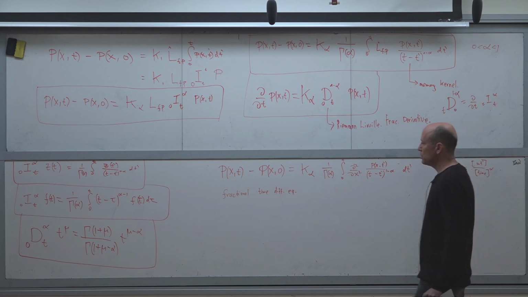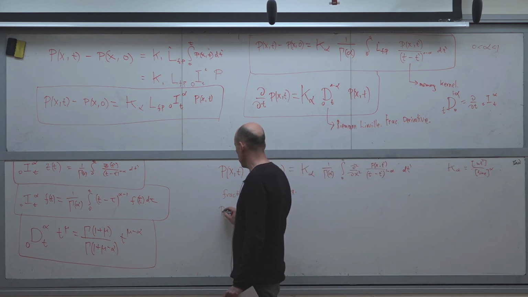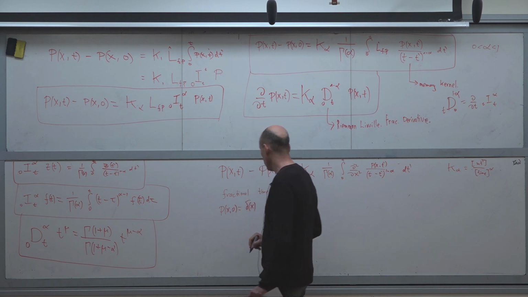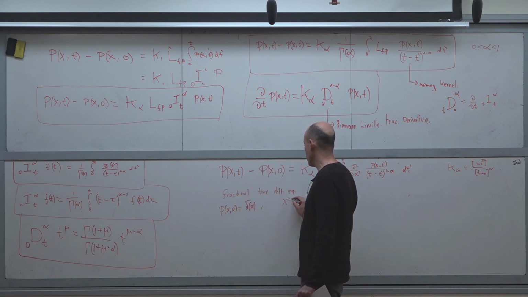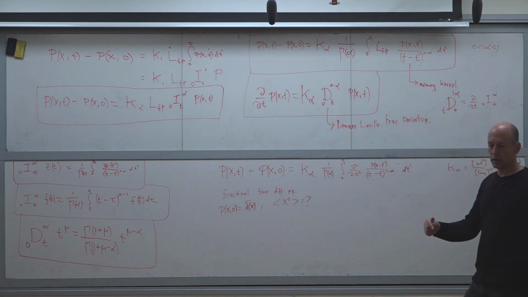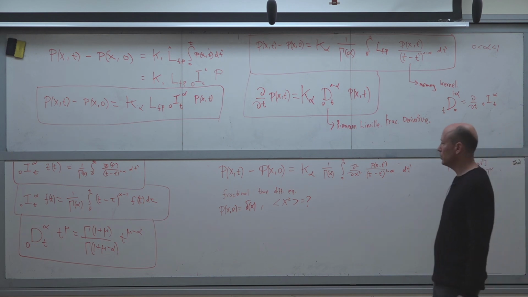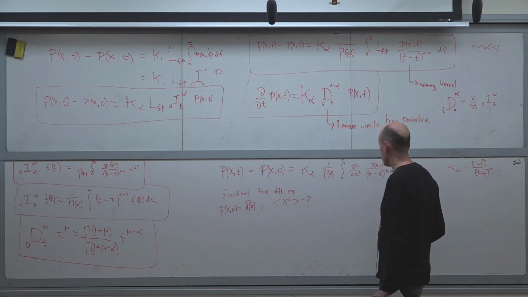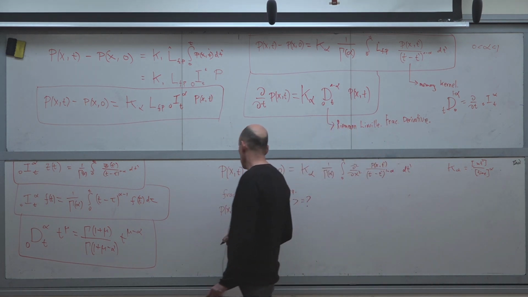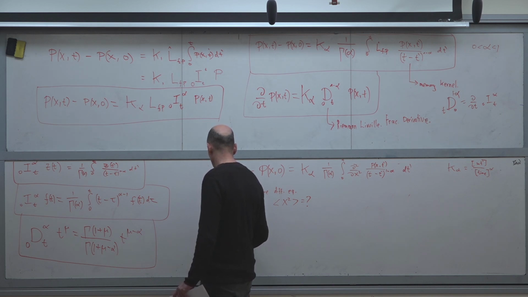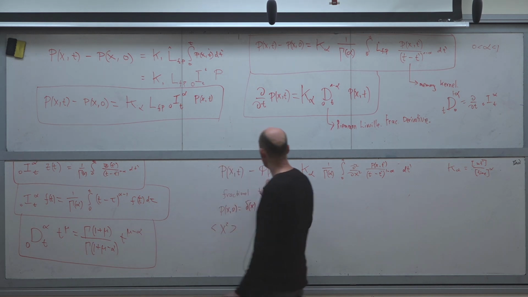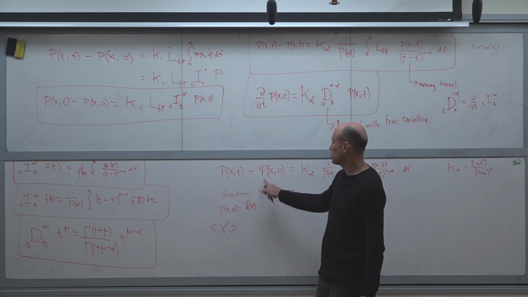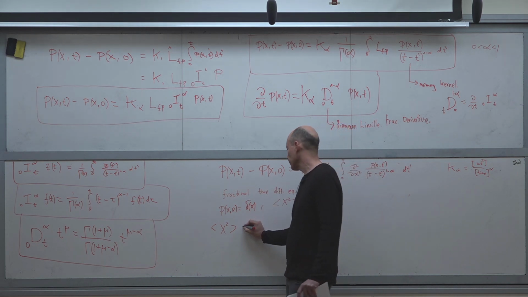For example, let's say that you start P(x) at time 0 with a delta function. And then we ask ourselves, what is x squared? We know what x squared is. x squared goes like t to the alpha, but let's do it. So I just multiply this equation by x squared, and I integrate over x. Then I get the following. Here, because of the initial condition, x squared times the delta function integration gives you 0.